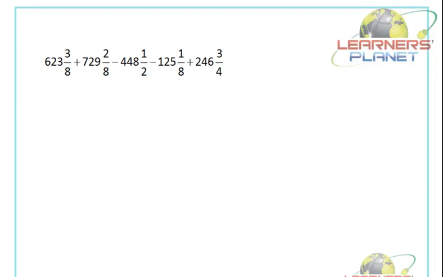Now let's take this problem. Let's begin. We'll be just calculating the integral part. It is 3 plus 9 is 12, minus 8 is 4, minus 5, minus 1, plus 6, we'll be getting 5. Then 2 plus 2 is 4, minus 4 is 0, minus 2, plus 4, we'll be getting 2. Then 6 plus 7 is 13, minus 4 is 9, minus 1 is 8, plus 2 is 10.